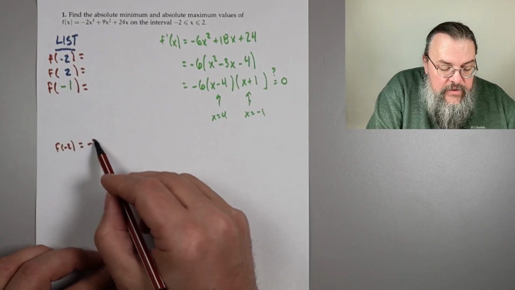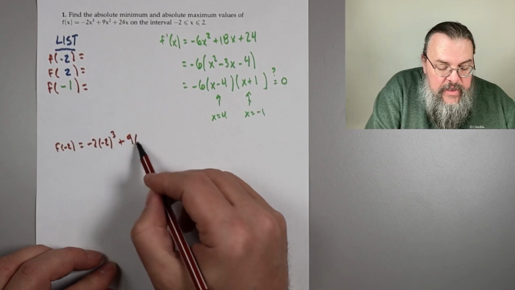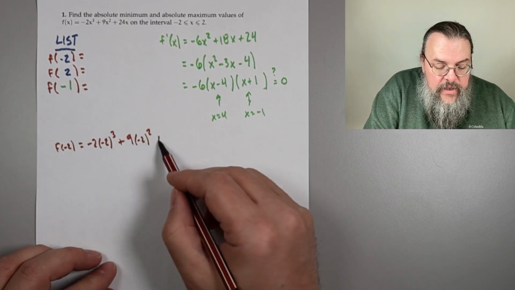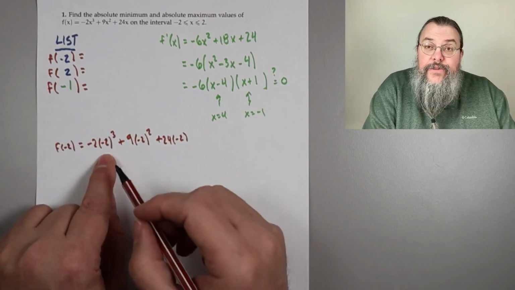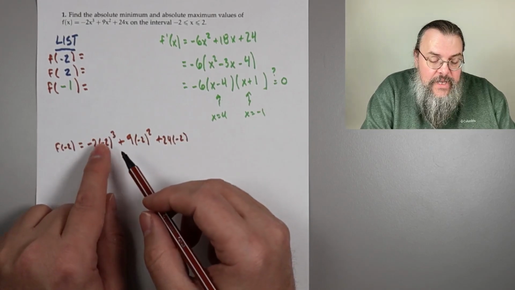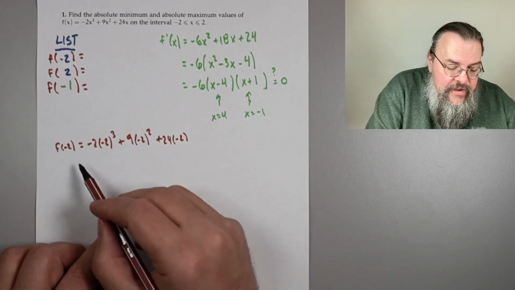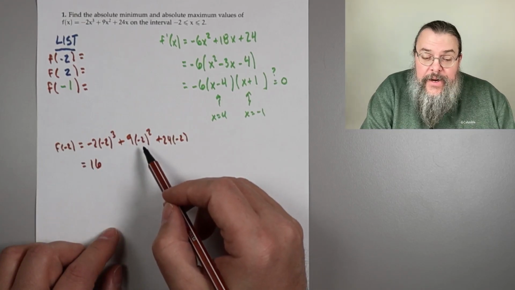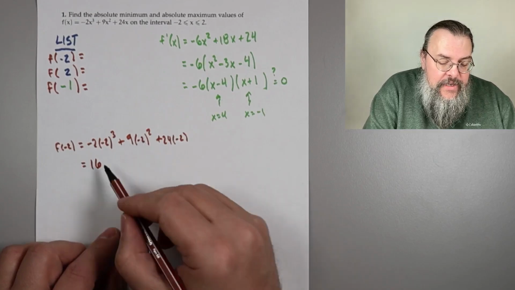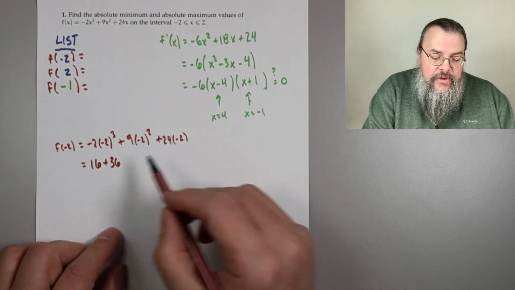So that's -2 times -2 cubed plus 9 times -2 squared plus 24 times -2. Now, -2 cubed will be -8. And there's another -2. This makes it 16. -2 squared is 4 times 9 makes 36. And 24 times -2 is 48.